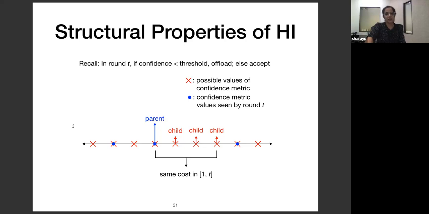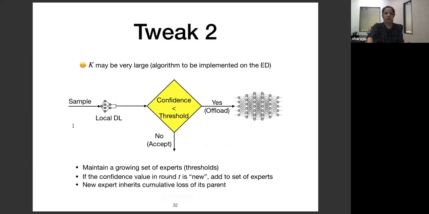we can actually only consider the blue expert as a candidate, and say that the three other experts, the three experts in red, are the children of this blue threshold, which is called the parent threshold. And all the three children of the blue parent threshold have the same cost as the parent up to time t, if we're currently in round t. We exploit this structure to maintain a growing set of experts to implement hedge.